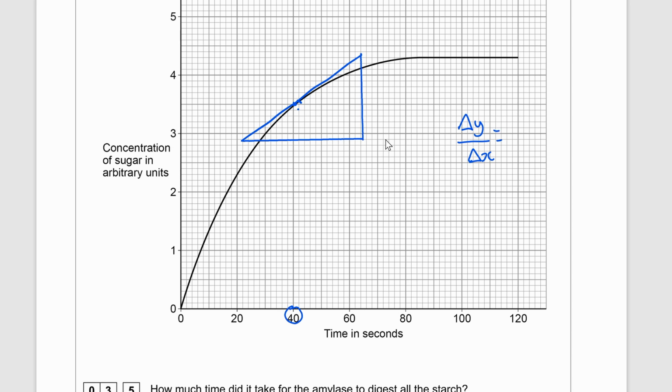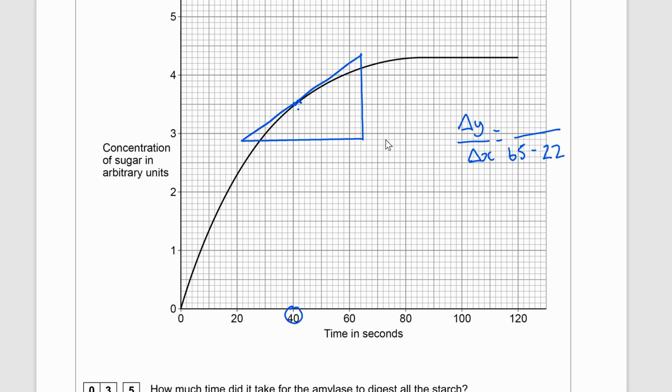Now remember that the formula for gradient is the change in y divided by the change in x. So we want to find the difference in two values on our y-axis and then divide that by the difference in two points on our x-axis. So reading off our x-axis first, our highest x value will be 65, and then our lowest will be 22.